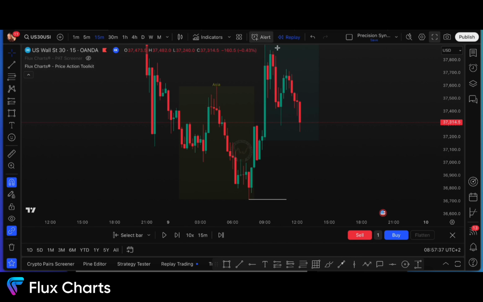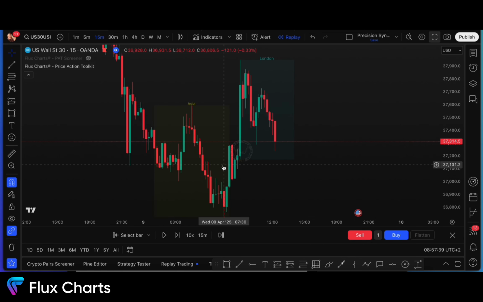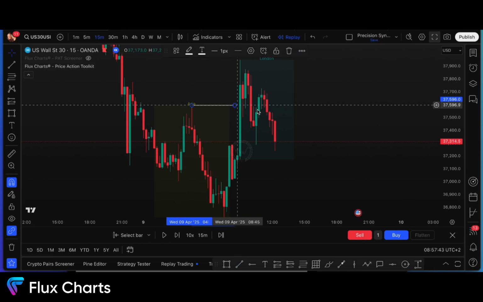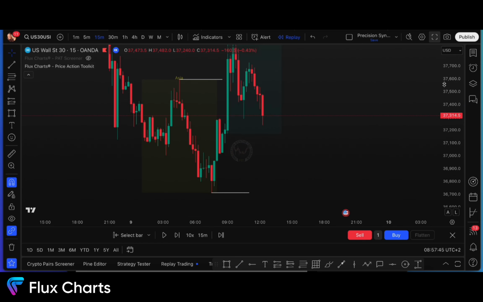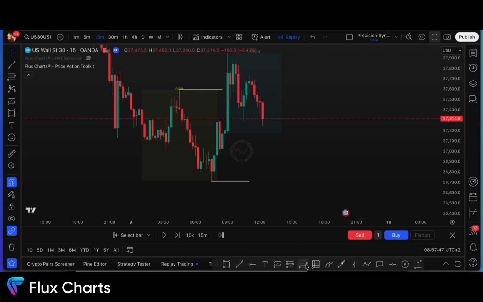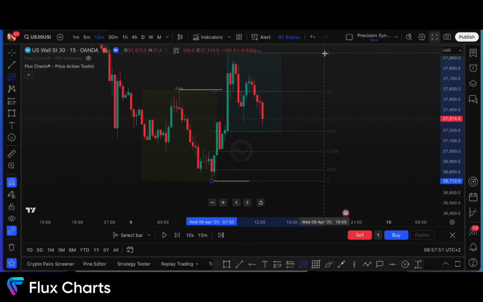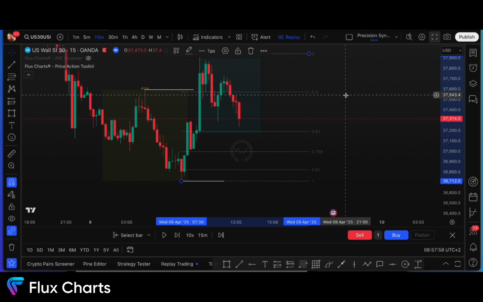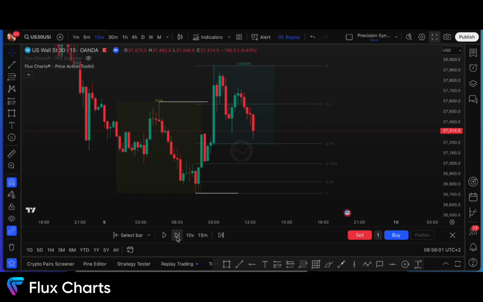All right, so here you can see we created a low right over here. We had a nice big push up. We took out Asia highs. We can draw our fib from this low to this high, and we can wait for price to come here. As you can see, there's a nice order block level here as well. So let's play price bar for bar and see what happens.